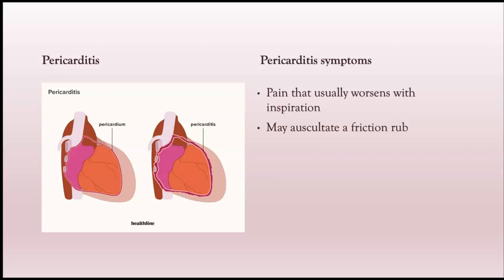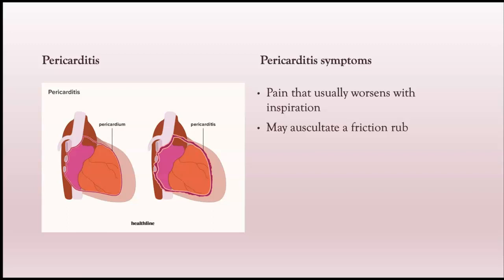So if you think about the lungs expanding when we take a deep breath, the lungs are going to push the heart forward during inspiration, and push the heart up against the sternum. And if that sternum is inflamed, it's going to be painful as it pushes up against it. As it does push up towards the sternum, you can hear a friction rub when you're listening to the client's heart sounds. So telltale signs for pericarditis are chest pain that is worse on inspiration, and that pericardial friction rub that you can hear when you're auscultating the heart sounds.